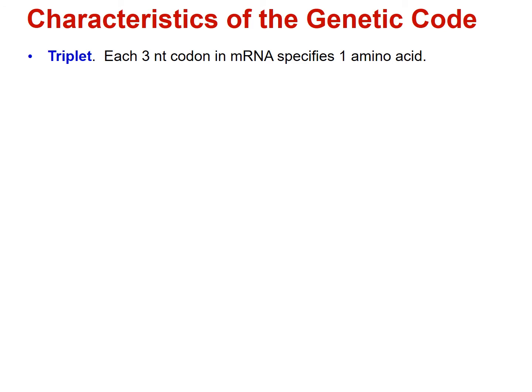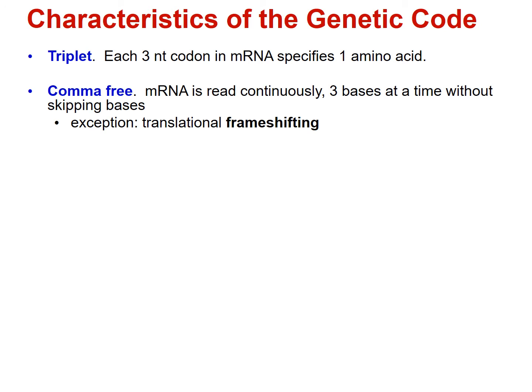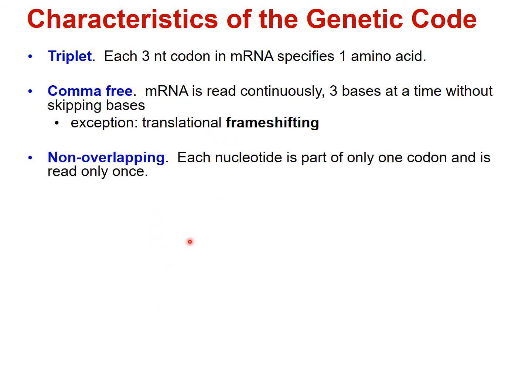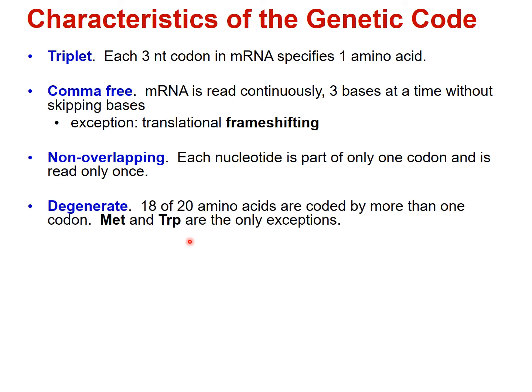Through multiple experiments, they verified that it is a triplet code. Each 3 nucleotide codon in mRNA specifies 1 amino acid. The code is comma-free. That means the mRNA is read continuously, 3 bases at a time, without skipping bases. There have been exceptions to this that have come up, and those exceptions are translational frame shifting. It's not overlapping. Each nucleotide is part of only 1 codon and is read only once. We mentioned that it's degenerate. 18 of the 20 amino acids are coded by more than 1 codon. Methionine and tryptophan are the only exceptions.